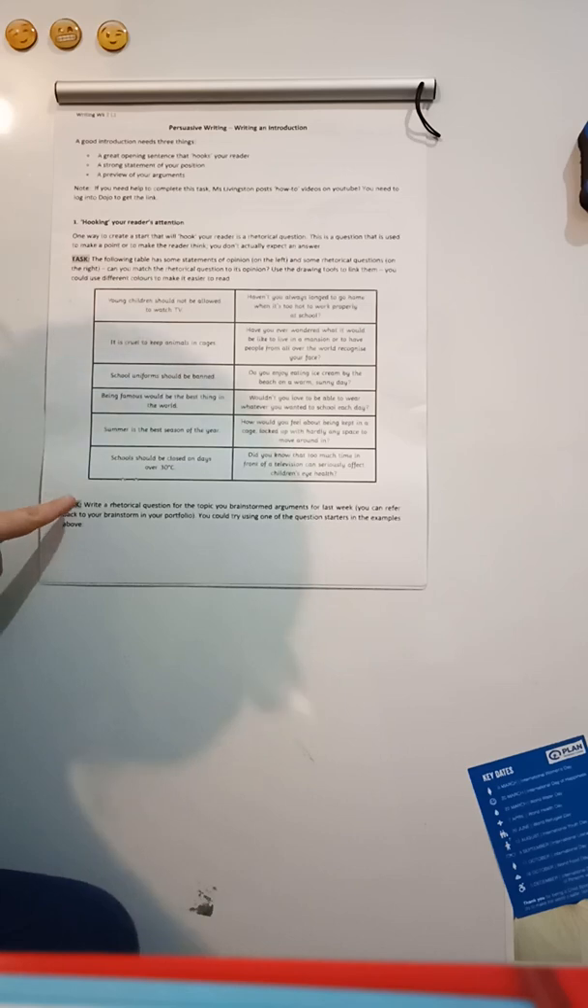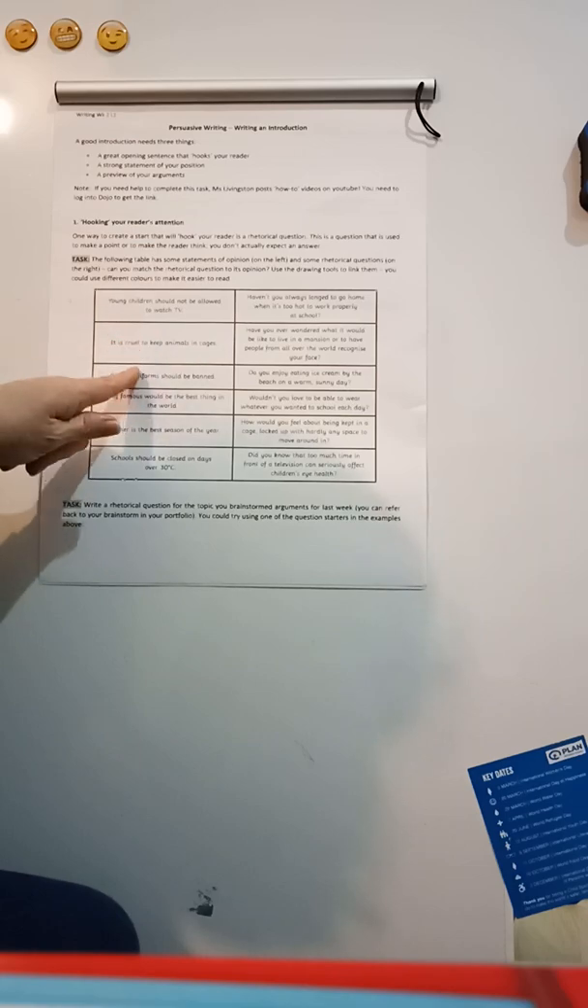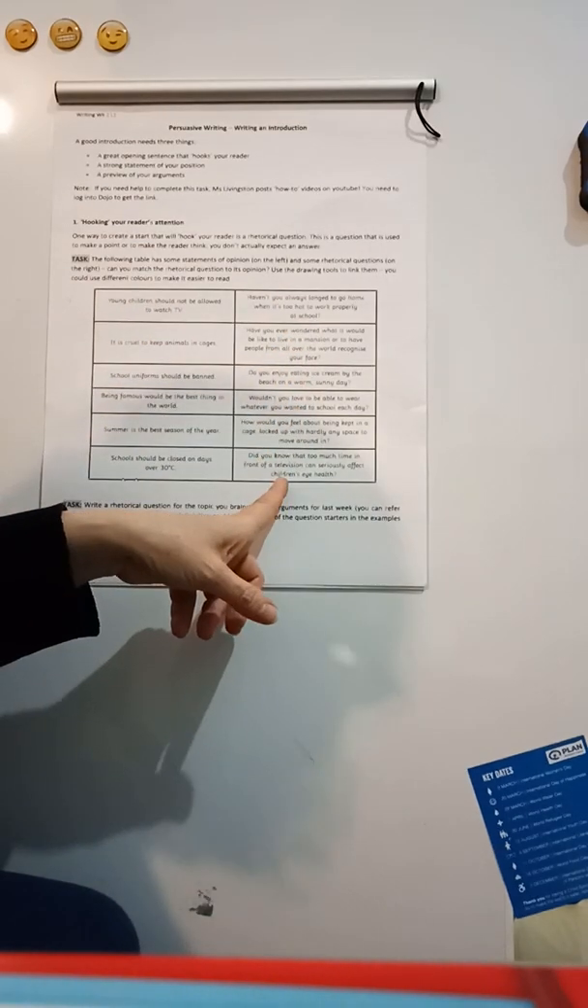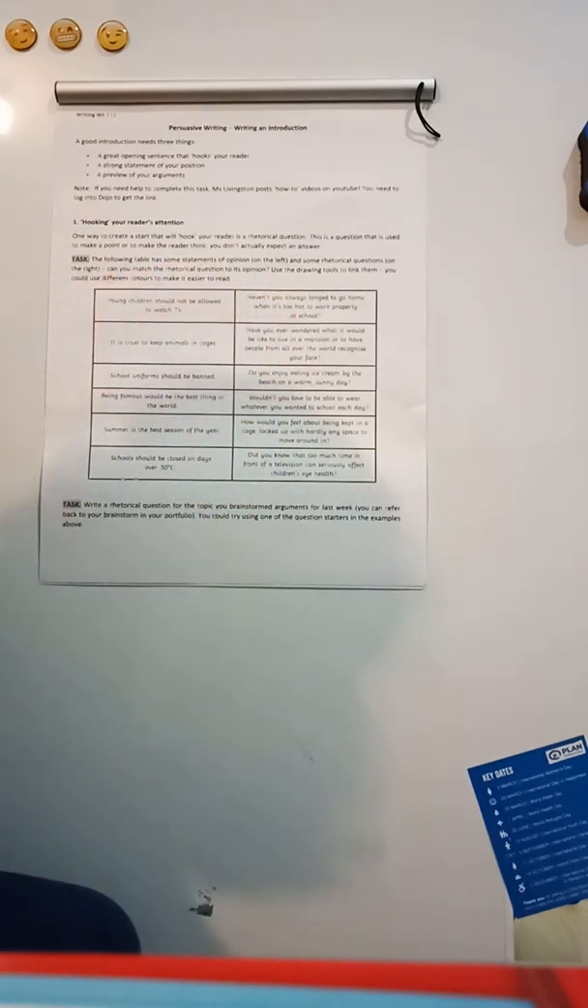The first section of the task is about writing that sentence that hooks your reader in. And one way of doing that is to use a rhetorical question. It's not the only way. There are other ways of writing hook sentences, but today we're going to focus on rhetorical questions. The first task you have is that you have a table here. On the left-hand side are some statements or opinions or statements of position, and then you have some rhetorical questions. You need to match the rhetorical question to the right statement of opinion.